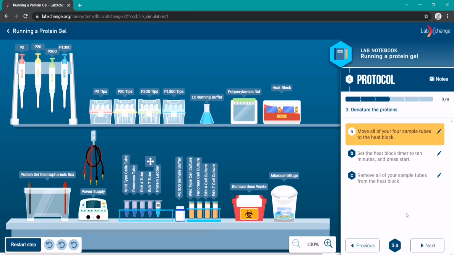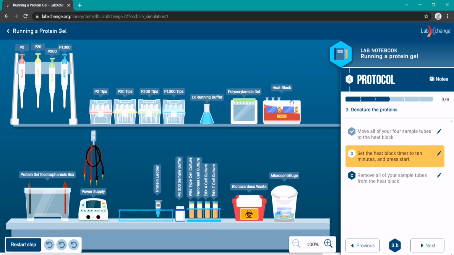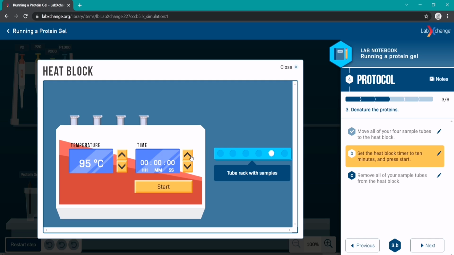The third part is denature the proteins. Firstly, move all of your 4 sample tubes to the heat block. Set the heat block timer to 10 minutes and press start. Then, remove all of your sample tubes from the heat block.